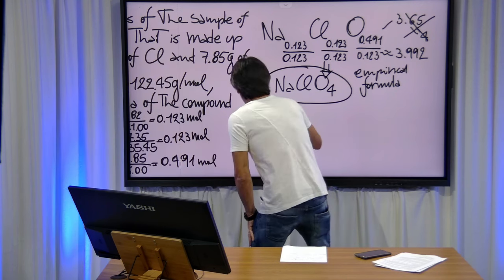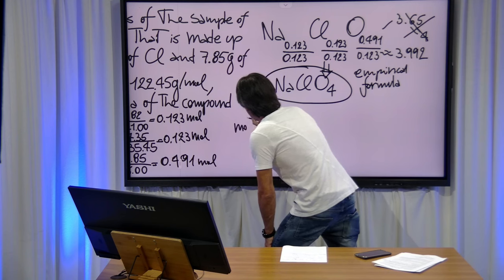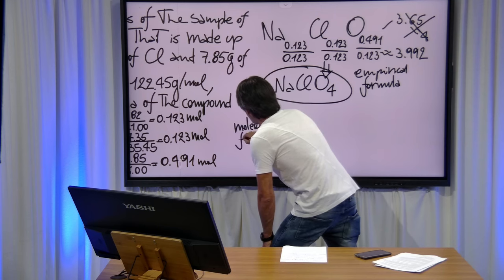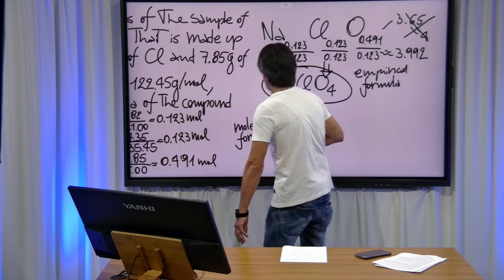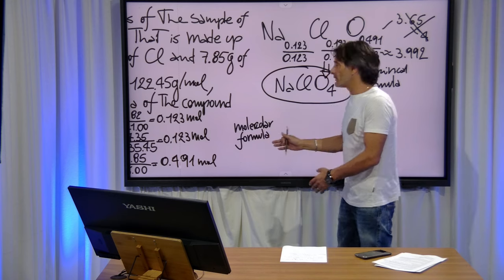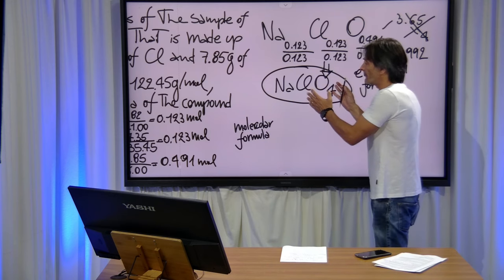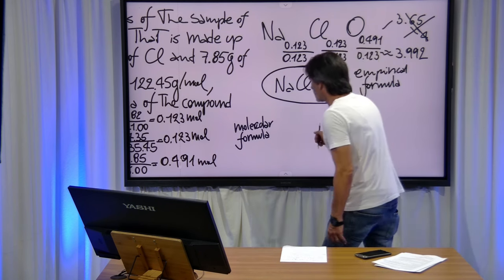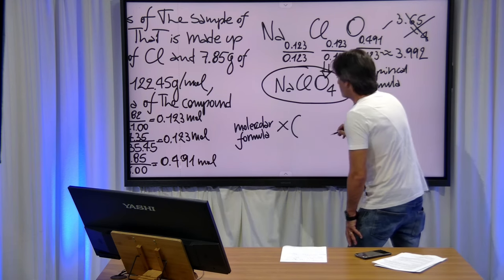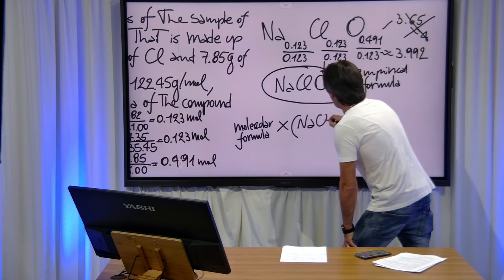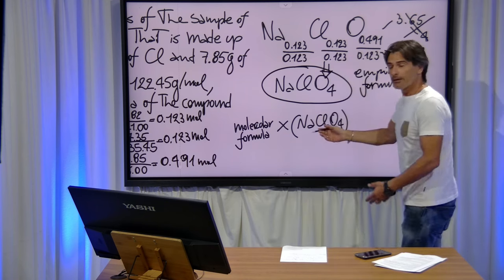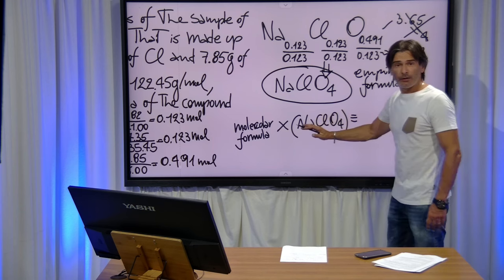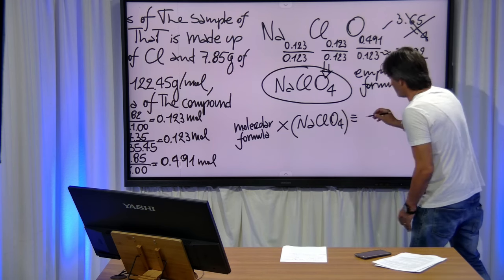Okay, let's continue. So the molecular formula in this case, the term, as I said, I continue to use, despite this is not a molecule, of course, has to have this form. That means that the X is multiplying all the coefficients of the elements. To be more clear.